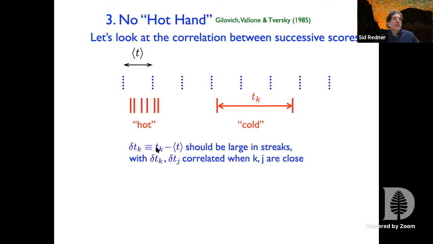And so if there are correlations, then this delta t_k should be large in streaks; the absolute value will be large in streaks. When your team is hot, delta t_k will be large and very negative. When the team is cold, this delta t_k will be large. And furthermore, if a team is hot, that means that lots of scoring events happen in very close succession, which means that delta t_k and delta t_(k+1) should be very highly correlated. So when the indices of the scoring events are close, these delta t_k should be highly correlated. So if there were correlations, that's what we should expect to see.